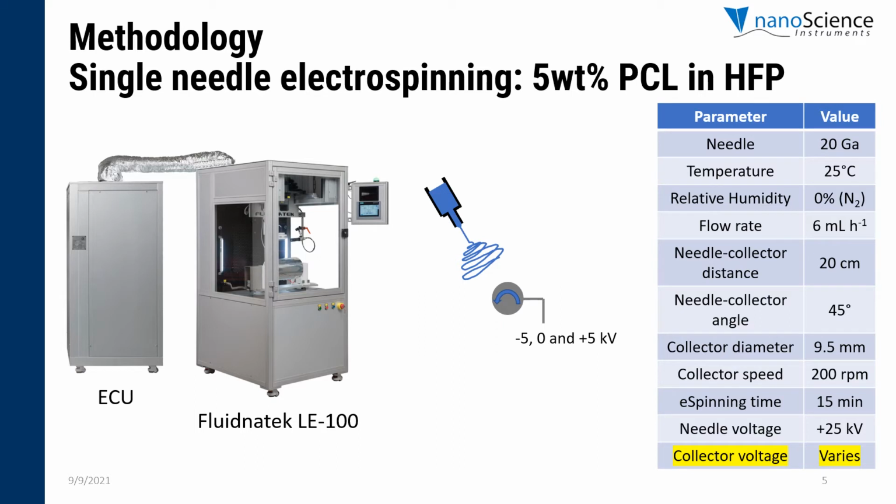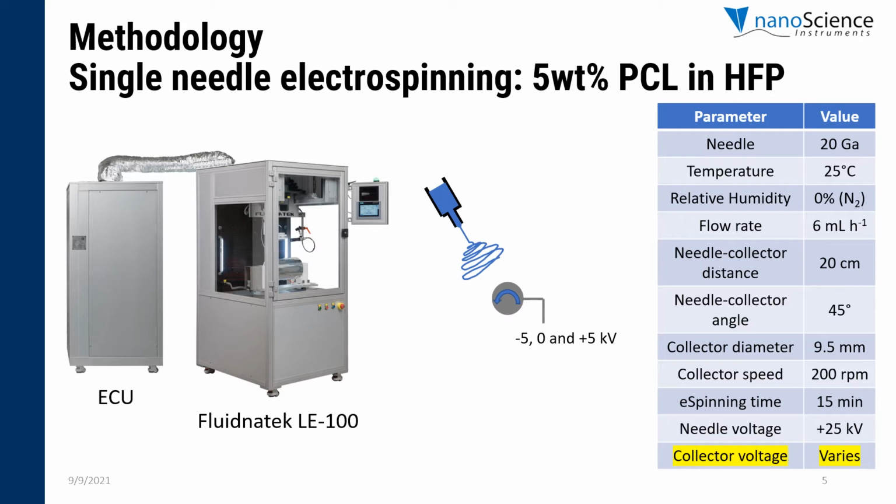Initially, we used a 5 weight percent PCL in HFIP solution, which is commonly used in tissue engineering applications these days. The right table shows all parameters used, which I'd like to point out. The initial study was performed at inert conditions, or at 0% relative humidity. Needle voltage was always maintained at positive 25 kilovolts, flow rate was 6 mL an hour, the needle collector distance was 20 centimeters, and the angle was 45 degrees.